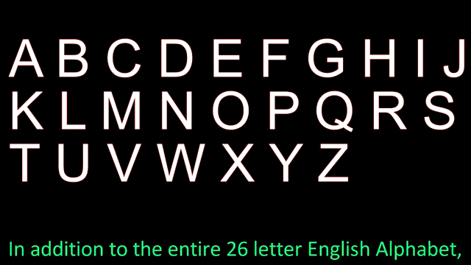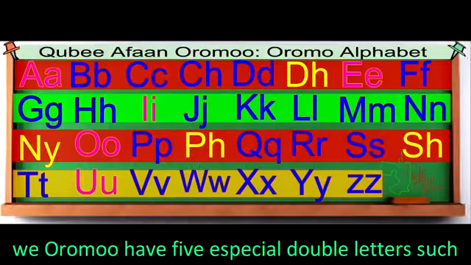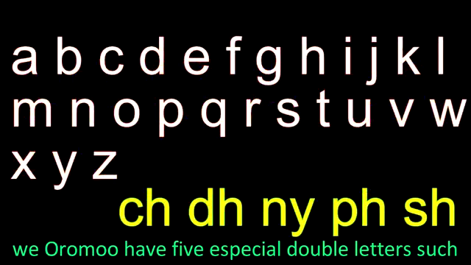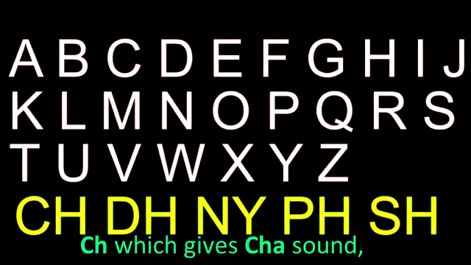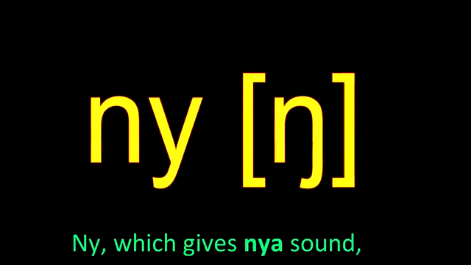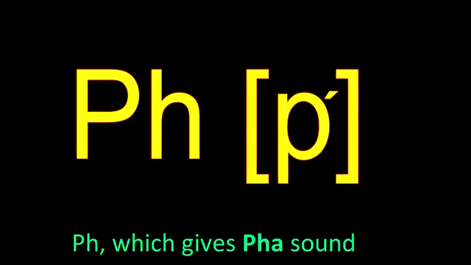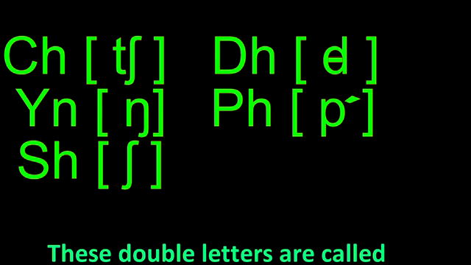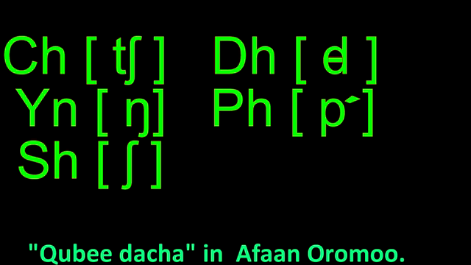In addition to the entire 26-letter English alphabet, we Oromo have 5 special double letters such as CH, which gives the cha sound, DH, which gives the da sound, NY, which gives the nya sound, PH, which gives the pa sound, and SH, which gives the sha sound. These double letters are called Qubee dachaa in Afaan Oromoo.